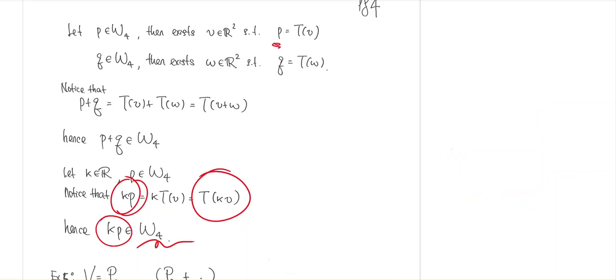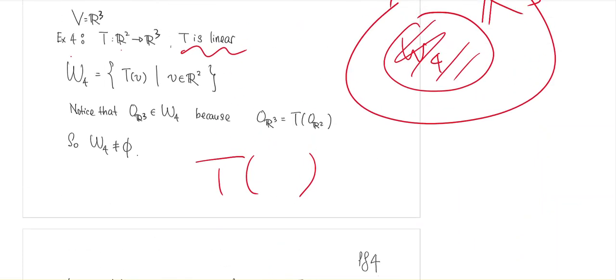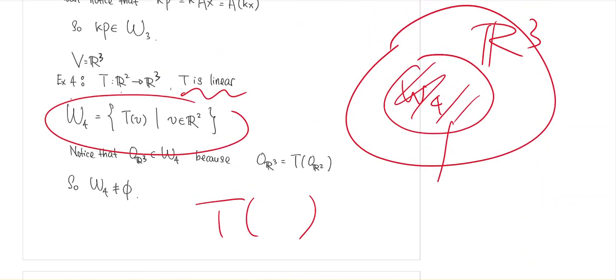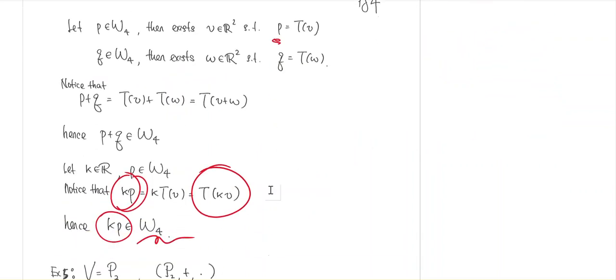So W4 is not only just a subset of R3. W4 is actually a subspace of R3. What did I say? Okay, W4 is not just a subset of R3, but it is a subspace of R3. Okay, that's that.